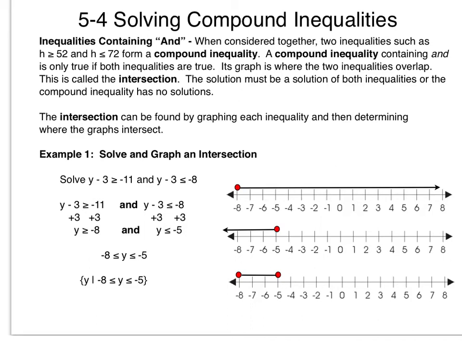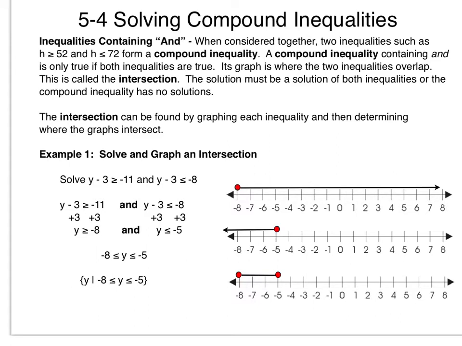Today we're going to start section 5.4, solving compound inequalities. The first type of compound inequality that we'll solve is an inequality containing "and." When considered together, two inequalities such as h is greater than or equal to 52 and h is less than or equal to 72 form a compound inequality.